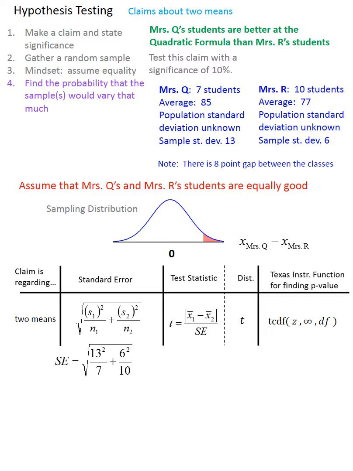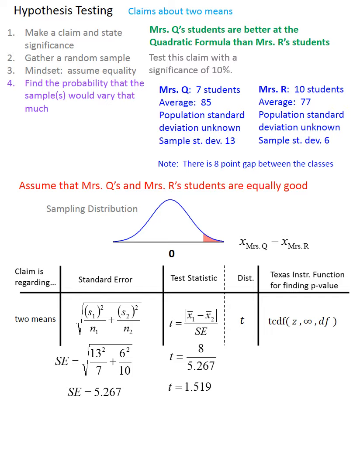So here I'm plugging in the numbers that I've been given. I have a standard error of about 5.3. And what I need to know now is how many standard errors our 8-point gap is. In other words, how many 5.267s are there in 8? Division will tell me that, and I find that this 8-point gap represents 1.519 standard errors.